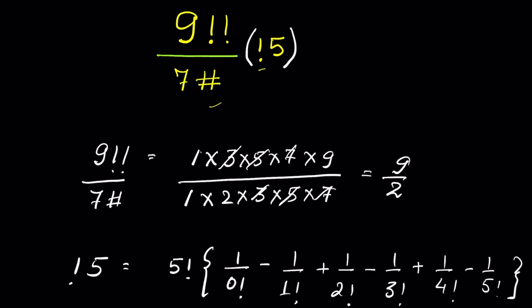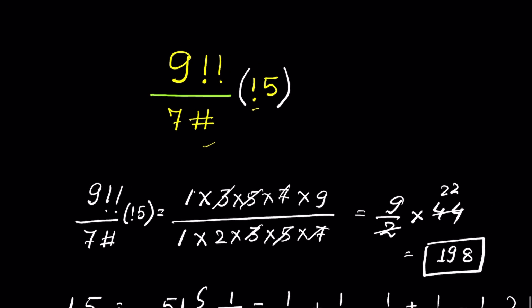So 9 upon 2 times 44. Divide 44 by 2. 9 times 22 is 198. So the answer is equal to 198.